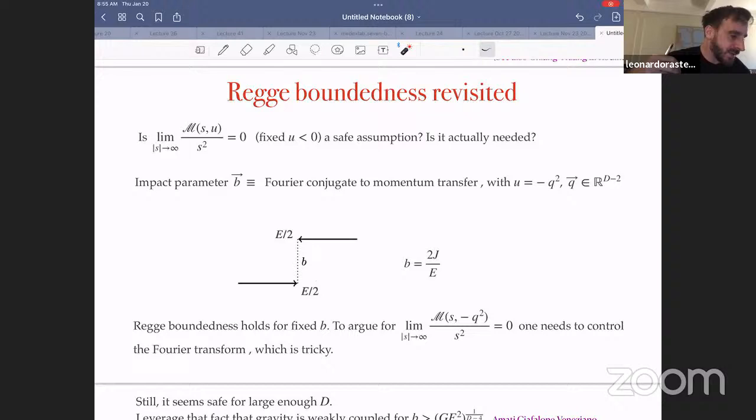you can see that they will exchange in general, of course, arbitrary intermediate states of angular momentum J and energy E. But that density is going to be peaked, at least for a sufficiently high energy. If you prepare a similar particle with this fixed impact parameter B, then the internal state will be peaked when the ratio of J and E is B. And the tricky part here is that Regge boundedness holds for fixed B. And in order to derive this relation, you have to Fourier transform back to momentum space, which is of course tricky.